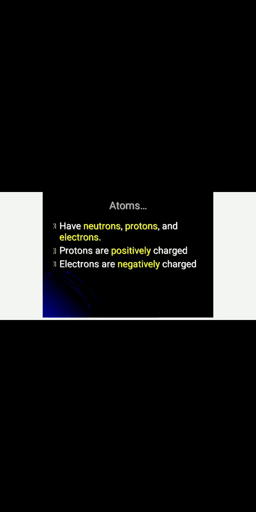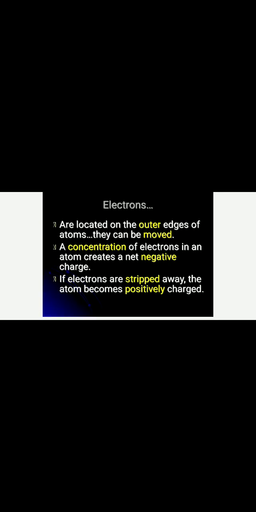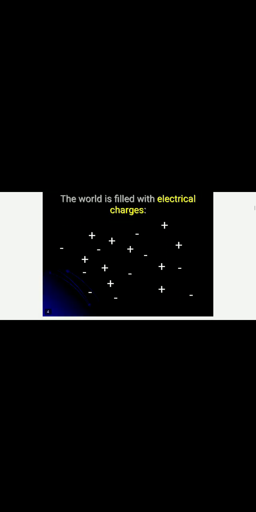Atoms have neutrons, protons, and electrons. Protons are positively charged, electrons are negatively charged. Electrons are located on the outer edges of atoms. They can be moved. A concentration of electrons in an atom creates a net negative charge. If electrons are stripped away, the atom becomes positively charged.